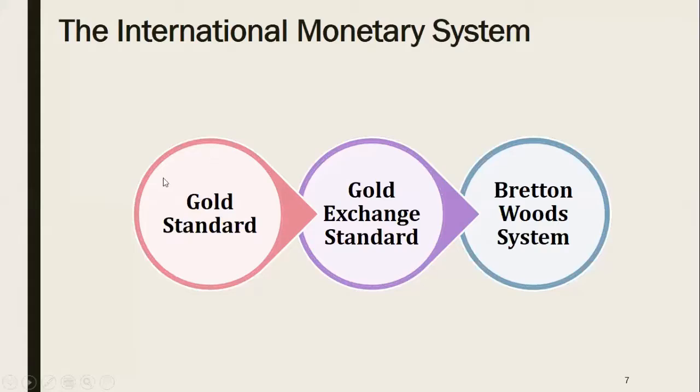So here, this gold standard, we say it is with the passive monetary policy. Under the gold standard, we can observe a passive monetary policy. Why are we saying it's a passive monetary policy?